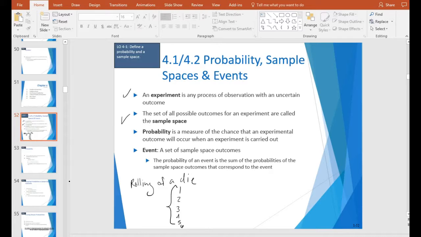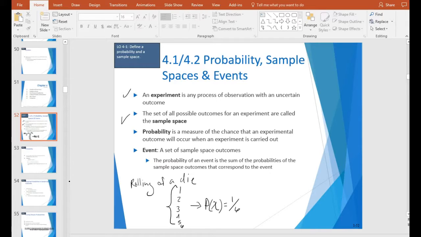Probability is a measure of the chance that an experimental outcome will occur when an experiment is carried out. So of course we know that the odds of rolling any one of these outcomes is equally likely. So I'll just put an arrow and we'll say the probability of X is equal to 1/6.